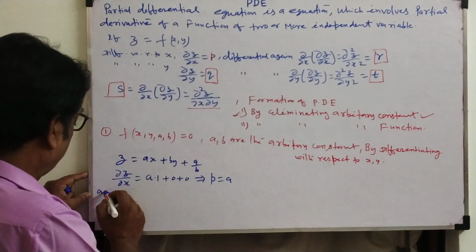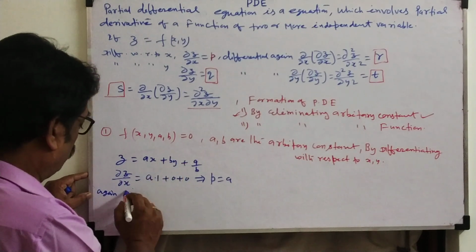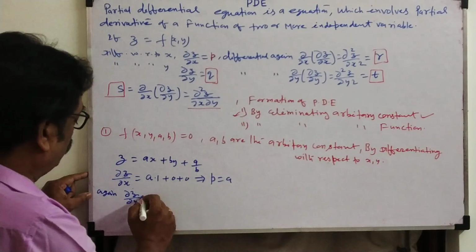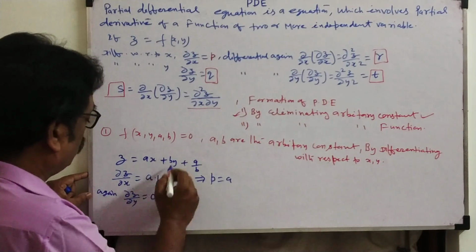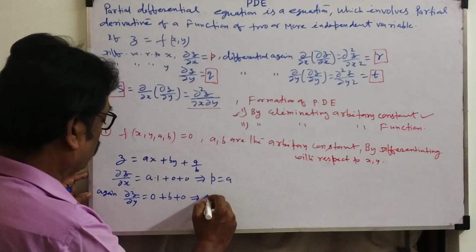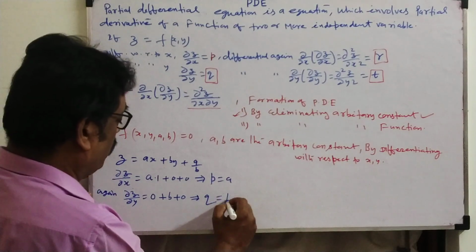Again differentiate with respect to y. So ∂z/∂y. Then what will be there? This 0 plus b plus 0. That means what we got? ∂z/∂y is equal to q. So q is equal to b.